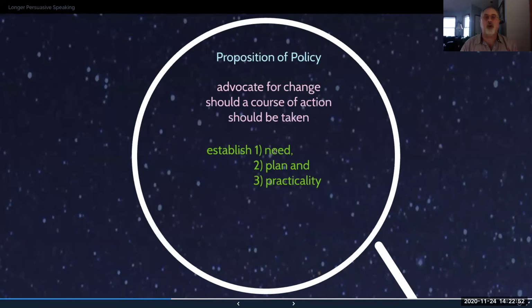In this kind of argument, you need to establish that there is, in the first place, a need for a change because you're going against the status quo. You also need to have a plan of how to make the change so that it achieves the goal with the least impact on people. And then you talk about the practicality of it. What's the dollars? What's the time frame? All of that kind of thing. So you actually come into a proposition of policy with a plan and a whole system.